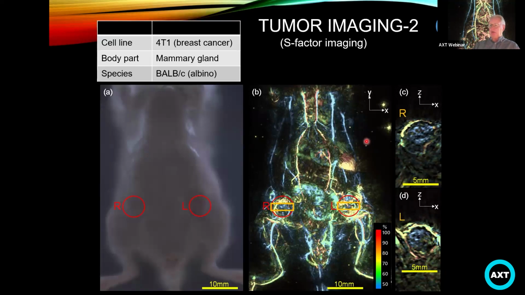Another example of tumor imaging, again, was using the 4T1 breast cancer cell line. And in this case, xenografted into the mammary glands on the right and left side of the animal, a BALB/c mouse. And what we've done is taken a region of interest here, and then looked through that region of interest on the right and the left. And we can see that there is significant hypoxia within the center of both these tumors by this investigation.